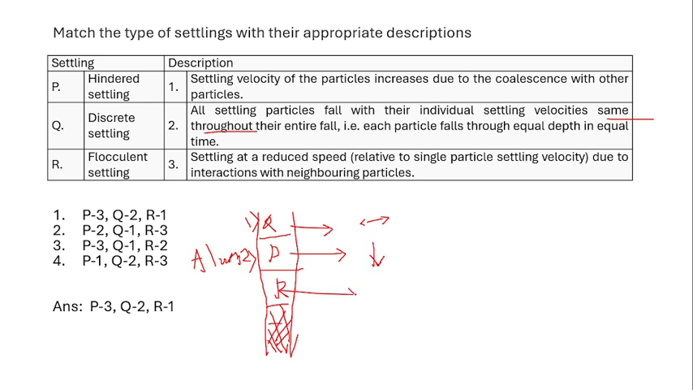And in the case of R, which is the third step, what happens? The flocculent settling will happen. The settling velocity of the particle increases due to the coalescence with the others. So here the interaction will come so that the reduced speed will again get increased.